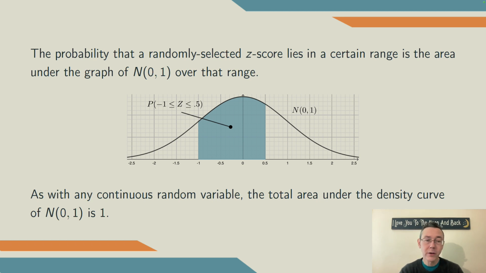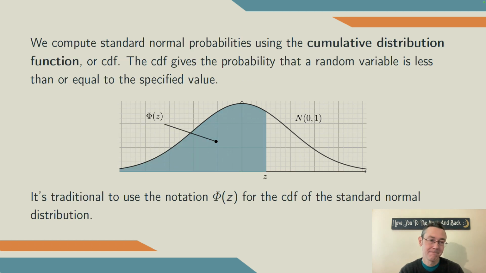So here I'm showing you the probability that z is between -1 and positive 0.5, and I've done this by graphing the standard normal distribution, labeling the points z equals -1 and z equals 0.5, drawing vertical bars there, and shading the area in between. As with any continuous random variable, the total area under the density curve is going to be 1. Roughly speaking, when you do a probability experiment, something happens with probability 100%.